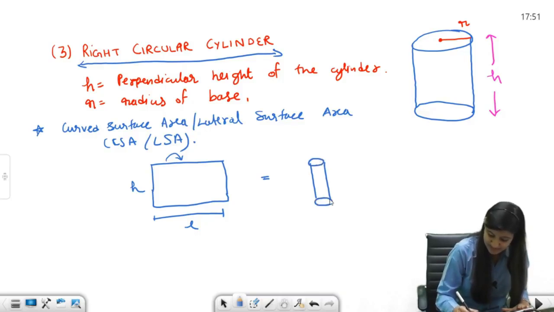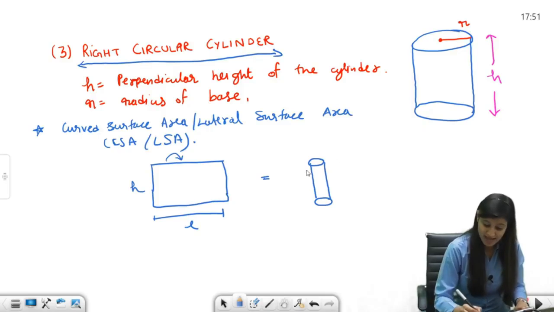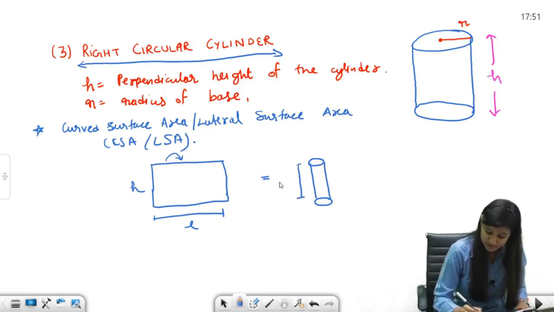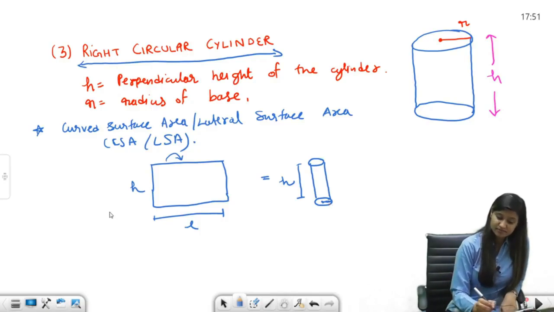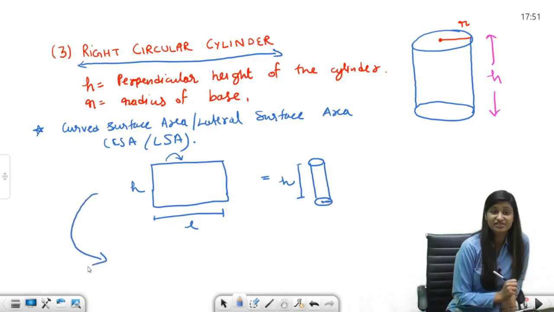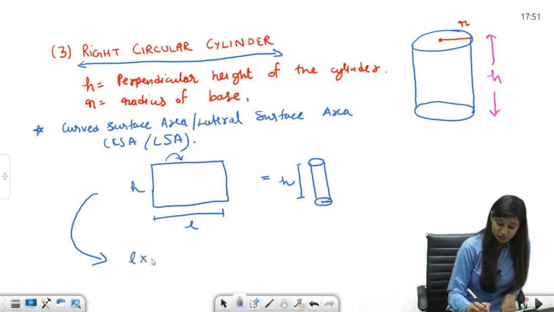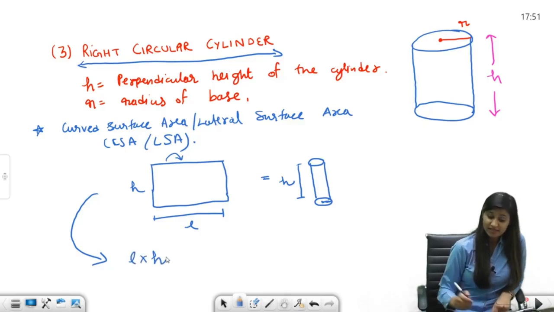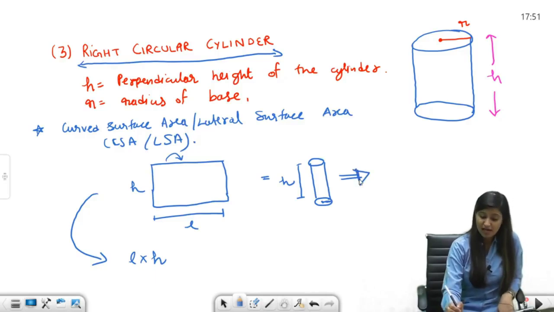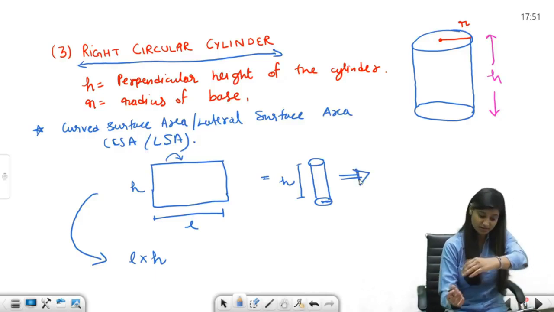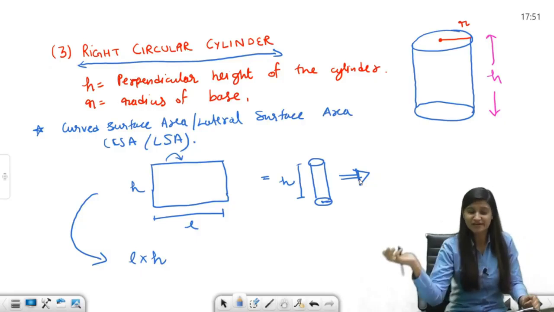It will come out to be something like this, right? Having the same height h, and it will be the radius of the cylinder, right? The area of this sheet was L into h, right? Now if I calculate the area of this cylinder, how can I calculate? It was the sheet first, so I'll take it that way only.